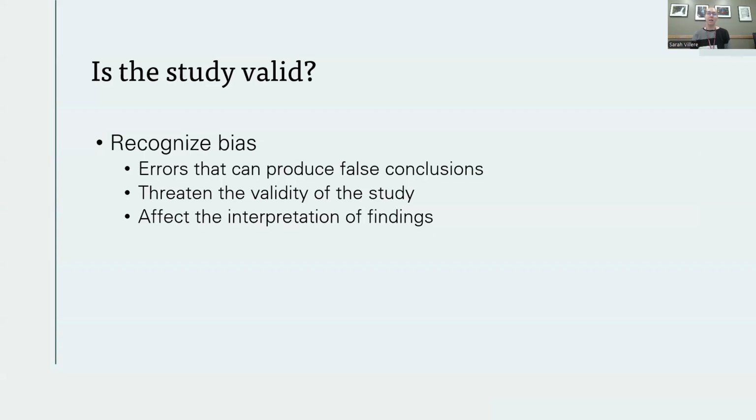So bias is something that the author did wrong or an error within the study that may cause the results not to be true. So it can actually bring about false conclusions. So in other words, the bias or error may have actually caused the outcome instead of the intervention. So bias can really threaten the validity of a study. It can affect the interpretation of the results, and often it actually exaggerates the effects of the intervention.